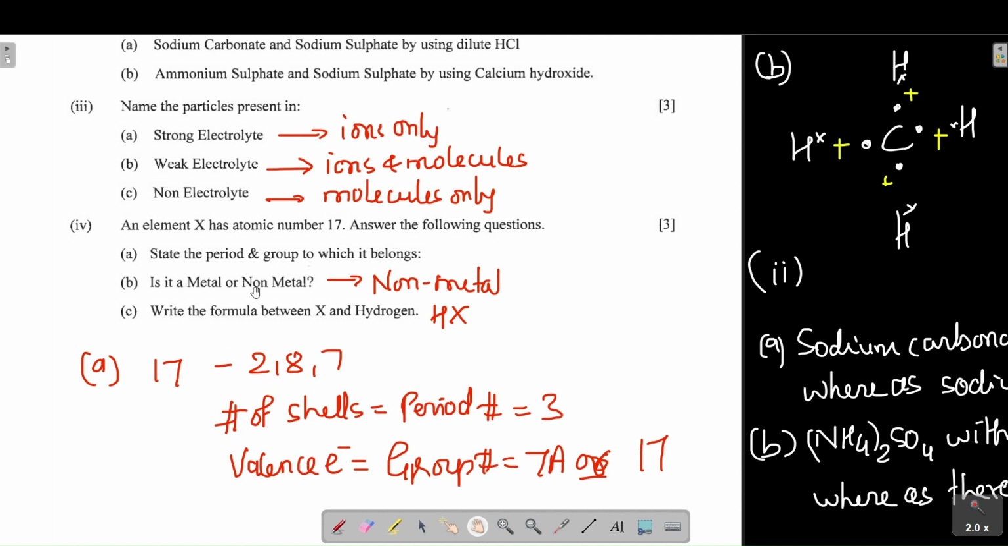Is it a metal or non-metal? Obviously it's a non-metal, because 7 electrons means it has to gain an electron. Gaining an electron means non-metal. Write the formula between X and hydrogen. It will be HX. One electron is required, hydrogen, HX.